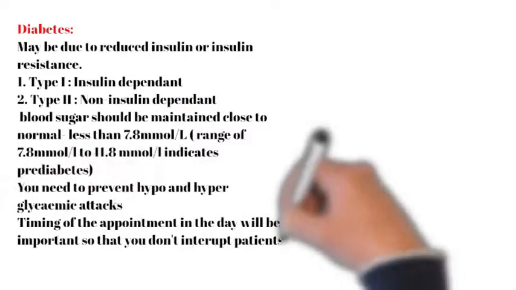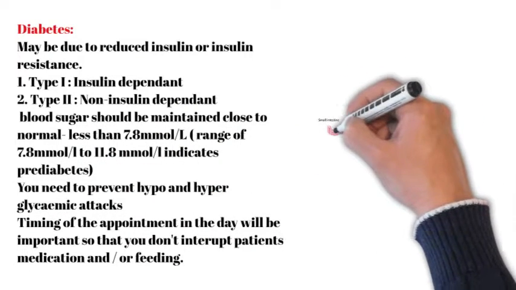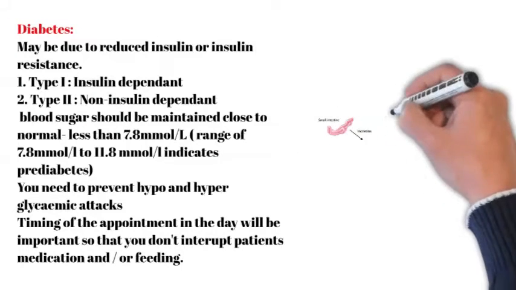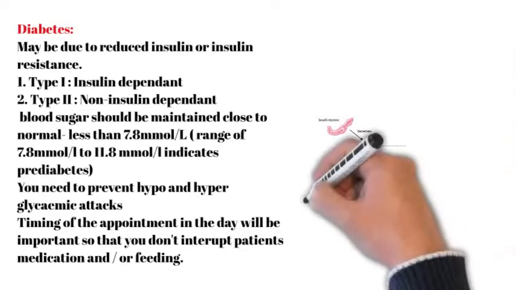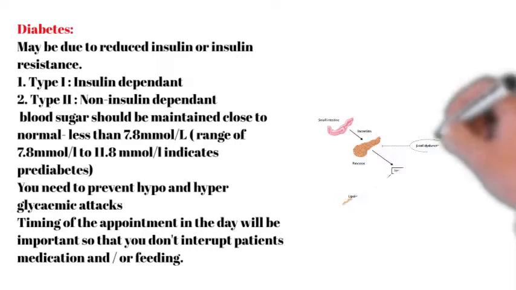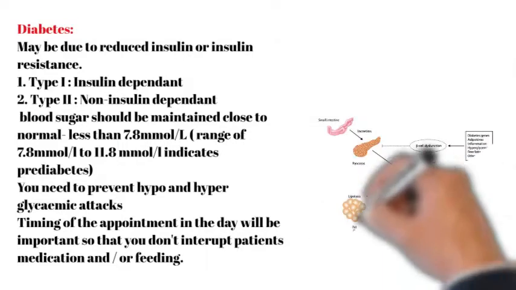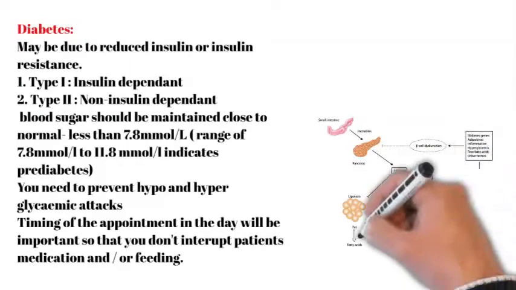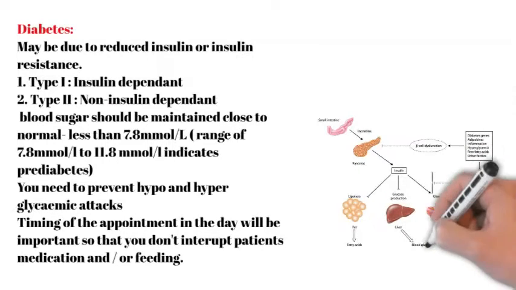Diabetes may be due to reduced insulin or insulin resistance. Type 1 – insulin dependent. Type 2 – non-insulin dependent. The blood sugar should be maintained close to normal, which is less than 7.8 mmol per liter. A range of 7.8 mmol per liter to 11.8 mmol per liter would indicate prediabetes. You need to prevent hypo and hyperglycemic attacks.